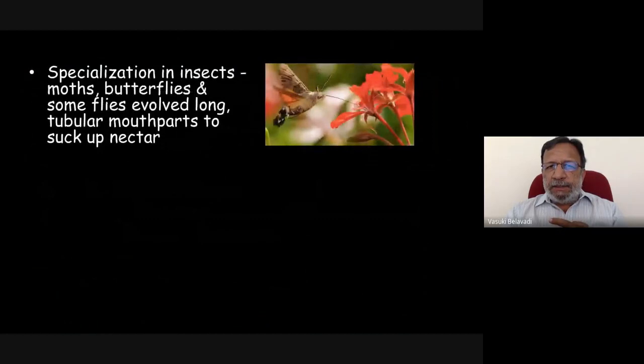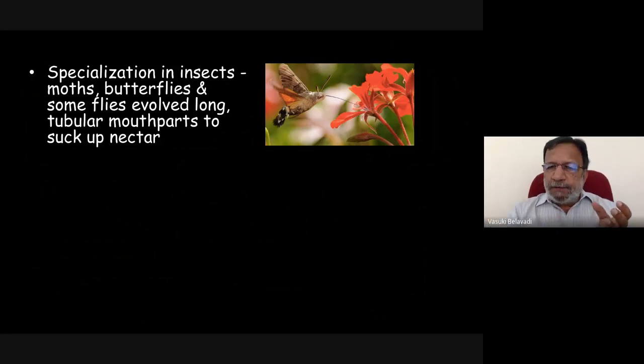Now, there was also specialization in insects. When the plants were offering nectar, they did not want it to be wasted or robbed by insects which were not actually pollinating those flowers. So they tried hiding the nectar in long corolla tubes, and only those insects which have a long tongue or proboscis could take it, and they were also efficient pollinators. So there was specialization in insects like moths, butterflies, and flies that evolved long tubular mouth parts to suck up the nectar, and they were also efficient as pollinators.